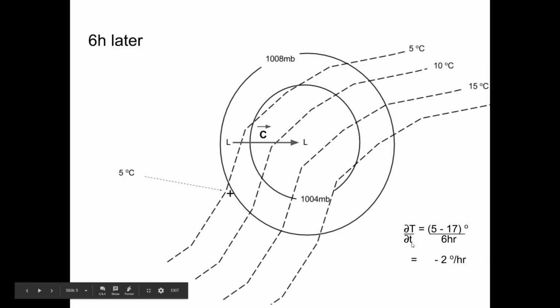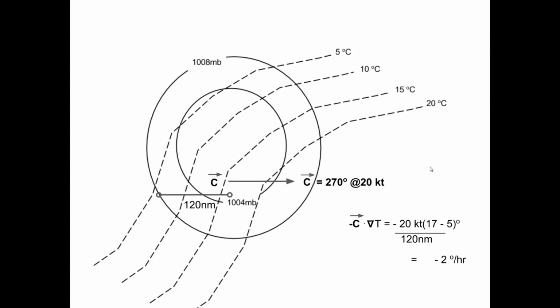So that's definitely one way to determine this time derivative, but we can use this frozen wave hypothesis to estimate the time derivative as sort of an imaginary advection, where the advection is being done by the system motion. So if we were to calculate the temperature advection by the system motion vector, which would be minus C dot del T, we would get the exact same value, -2 degrees per hour.